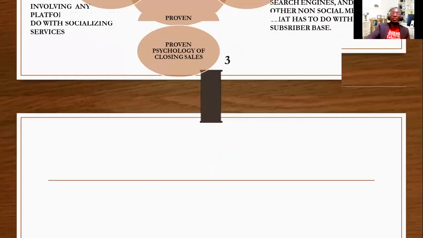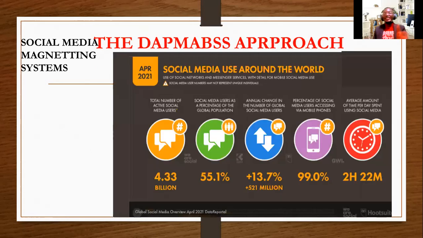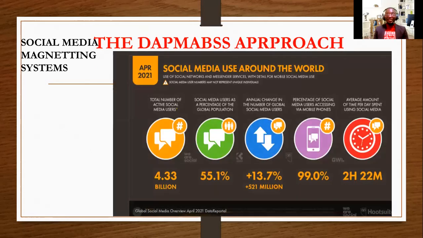Now, let's start with the first pillar in our approach, social media magnetic systems. The truth is this: the statistics don't lie. Look at the figure. It's so humongous, unbelievable, that you can have access to as much as 4.33 billion people. As at April 2021, this is the total number of people on social media all across the globe. You can do your search, 4.33 billion people. That is already more than most continents, okay? This is huge.